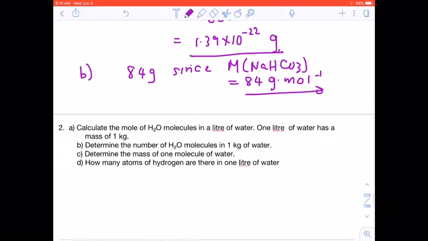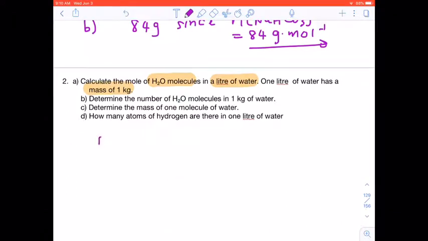Now let's look at the next one. Calculate the moles of H2O molecules in a liter of water, right? And 1 liter of water has a mass of approximately 1 kg. So we want to know the moles of H2O molecules in here, okay? Which means n is equal to mass upon the molar mass of H2O.